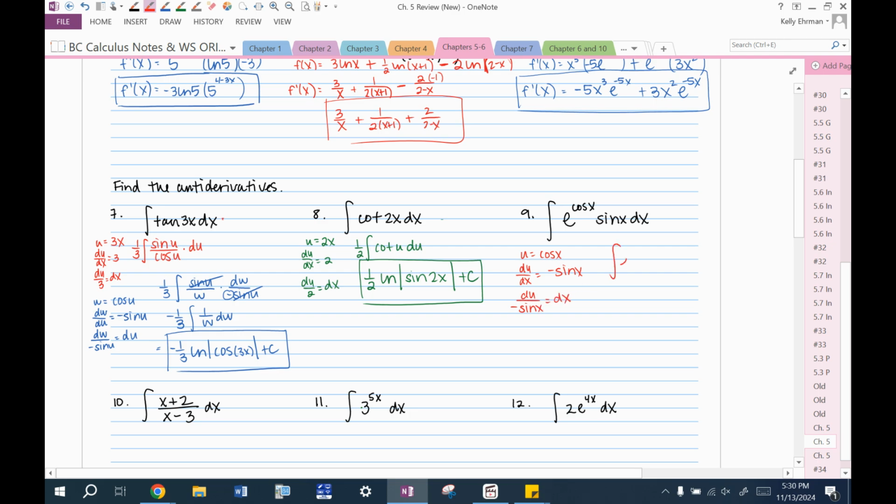Sub in what we have, so we have e to the u. There's a sine x here, and then dx is going to get replaced with du divided by negative sine x. So the signs cancel. The negative is going to get pulled out. Negative integral e to the u du is equal to negative e to the cosine x plus c.